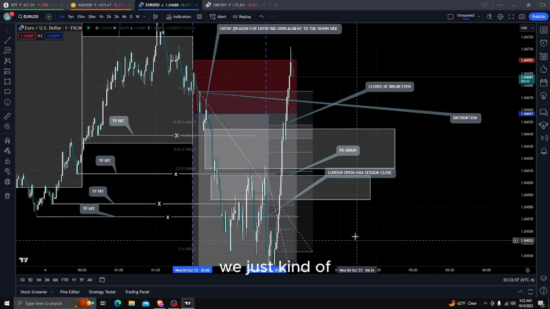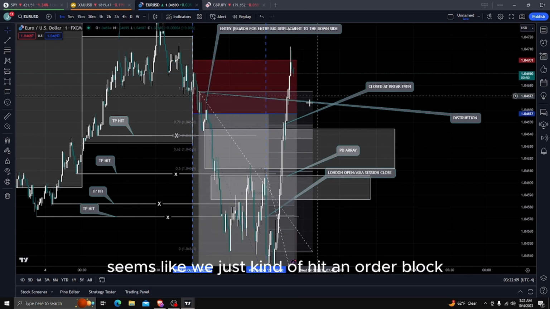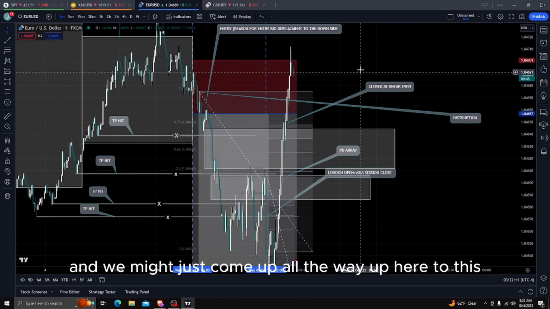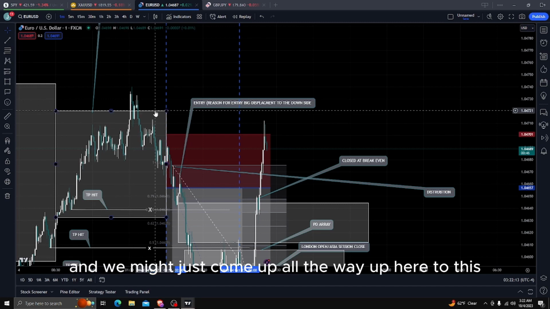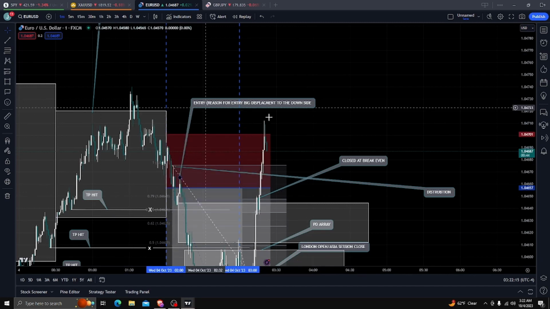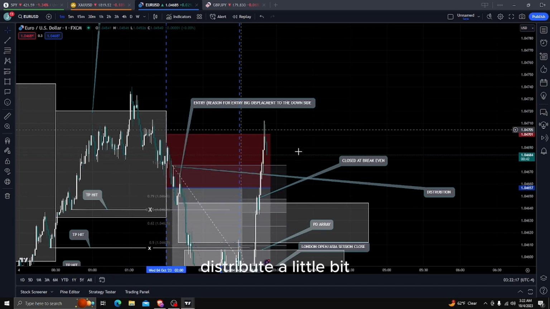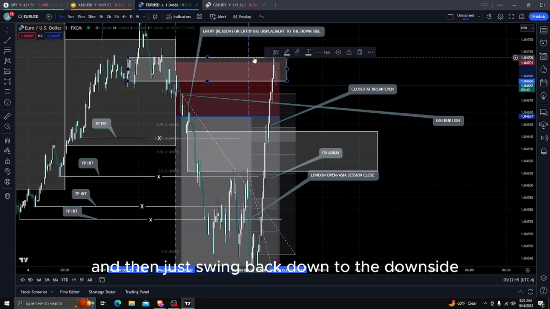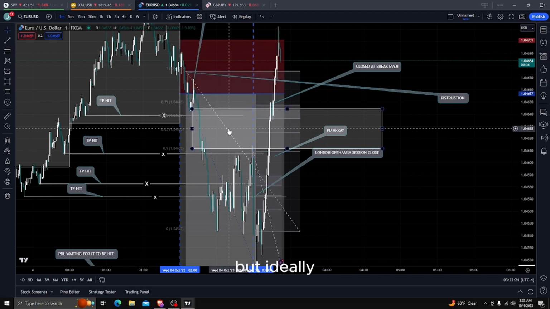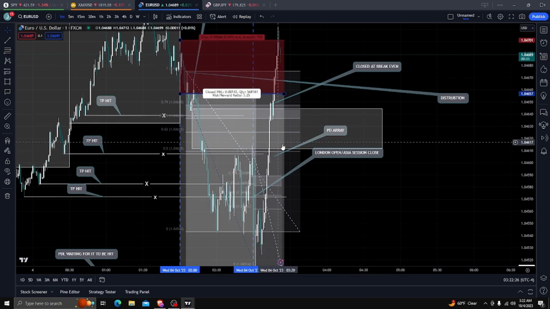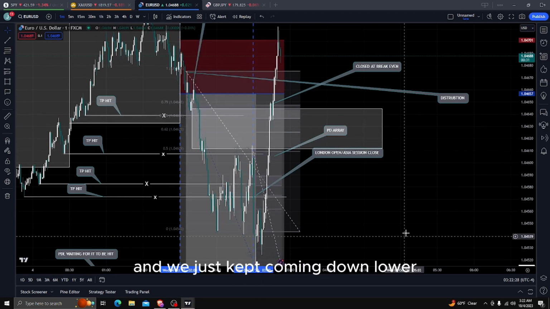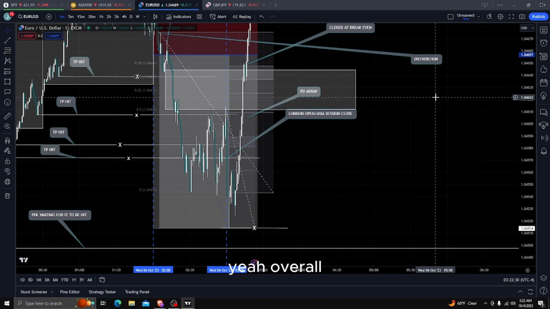After that, it seems like we hit an order block, and we might come up all the way up here to this supply zone, distribute a little bit, do whatever we need to do, and then swing back down to the downside. But ideally, we saw a couple fair value gaps. We couldn't pass them, and we just kept coming down lower. Overall, that's kind of what it is.